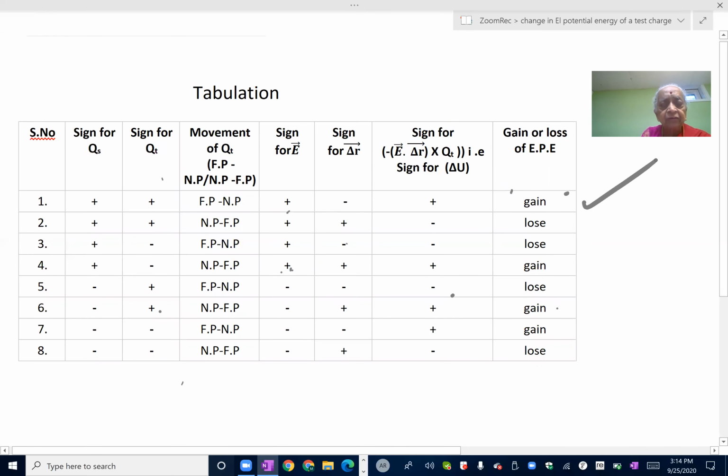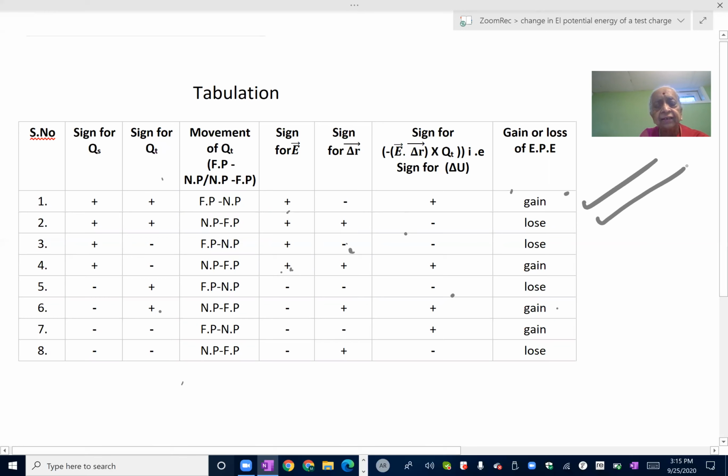The second case: QS is positive, QT is positive, but this time it is carried from near point to far point. That means delta R is positive, and the sign for E is also positive. E dot delta R will be positive, but minus of E dot delta R will be negative. Negative into QT will make the delta U negative, and the QT will lose energy.